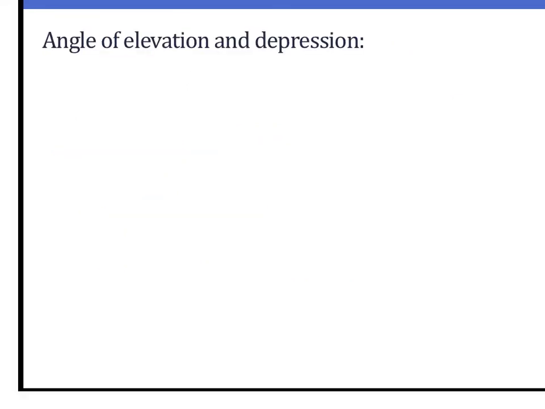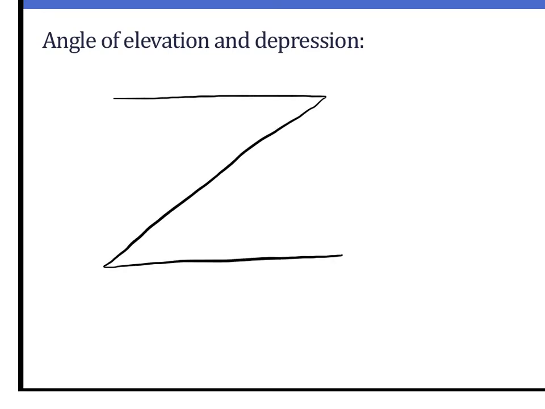Now we're going to do some problem solving, and we're going to begin with making a large Z. Now, angle of elevation. Elevation means that something is up higher, and so you need to look up. So this is the angle where we have to look up. So here's theta. And this will be angle of elevation.